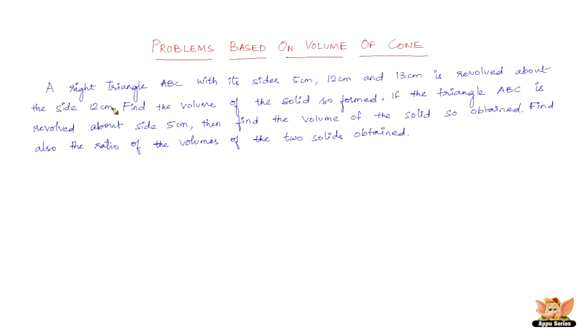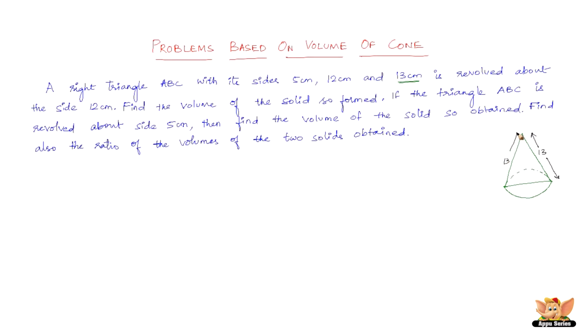So that means we've got a cone like this. Now, how did we know that this is a cone straight away? It is revolved about the side 12 centimeters. The right triangle ABC is revolved. So, if a right triangle is revolved around one of its sides, then the solid that we obtain is a cone. Now we see that the longest side in this right triangle is 13 centimeter, which should be the hypotenuse. So, here we have 13 centimeter side here, which is the hypotenuse.